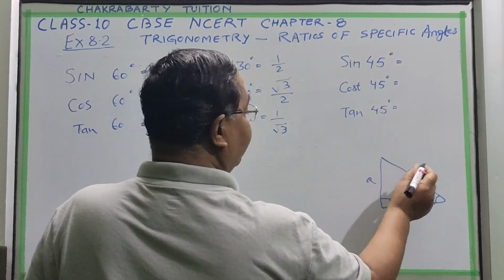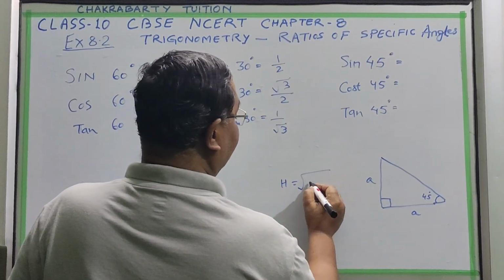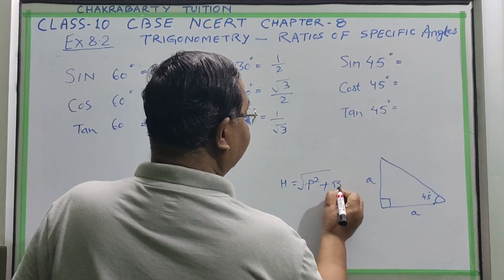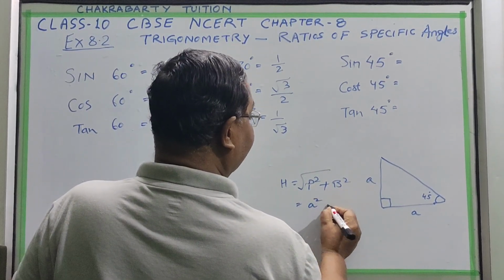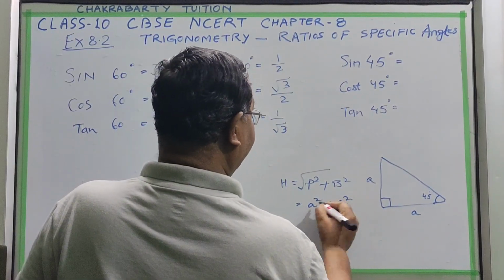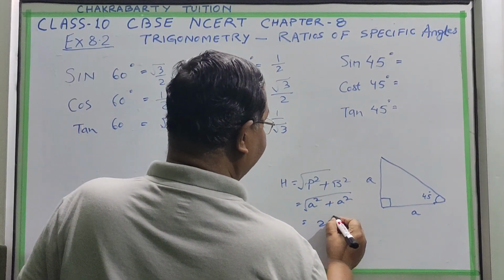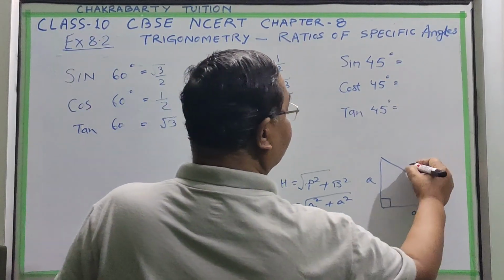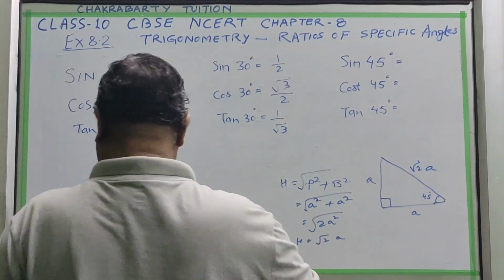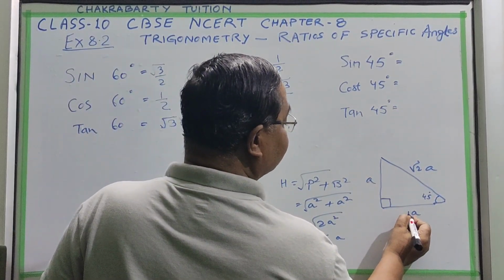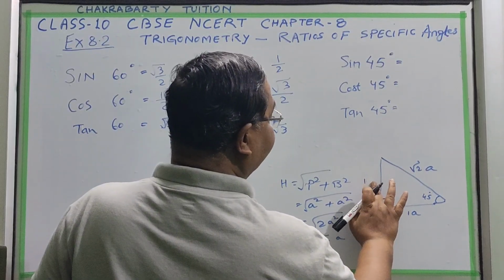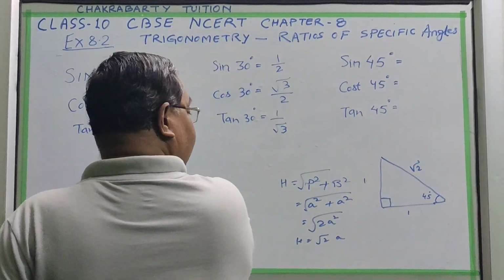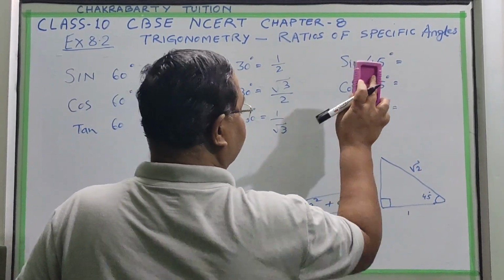As per Pythagoras theorem, hypotenuse is equal to under root perpendicular square plus base square, p square plus b square. So p square means a square, plus base square is a square, under root. So it becomes 2a square, and a is in a square, so a we can take out. So h is equal to under root 2 and a. Again here, if we remove a, it is 1a. So now we are removing a, and you have to keep in mind 1, 1, under root 2. And 1, 1, under root 2 will give you all the answers.